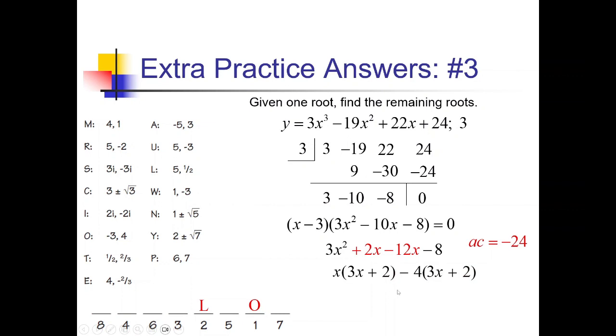So factoring all this out, we've got the x minus 3 that we brought down from before. We have the 3x plus 2 common factor that we can take out of this stuff. And then we have the x minus 4 also left over.